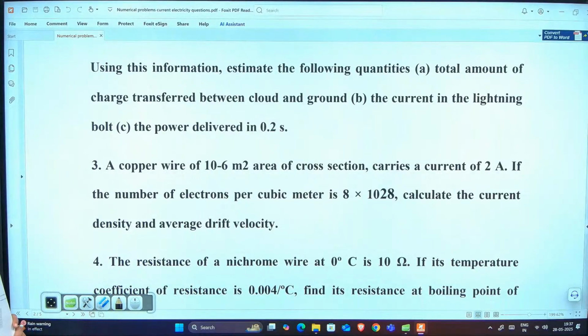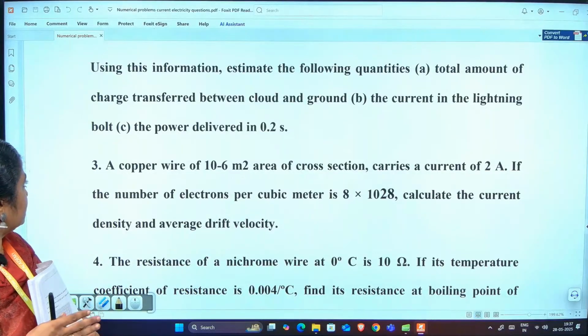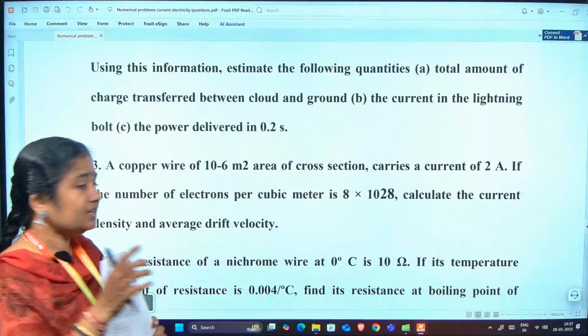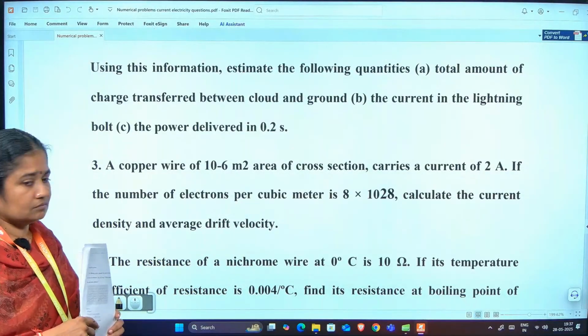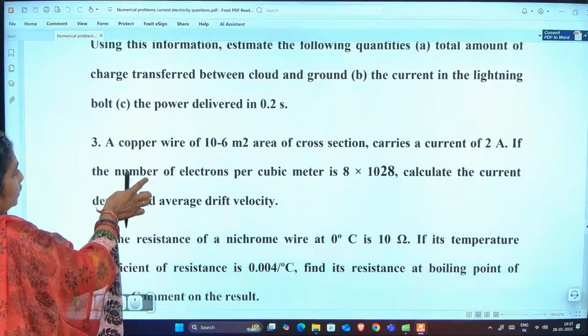Got the answer? So the total amount of charge transferred was 20 coulombs. The current in the lightning is I is equal to 100 amps and the power delivered is 5 gigawatts, 5 into 10 power 9. Now the third question.